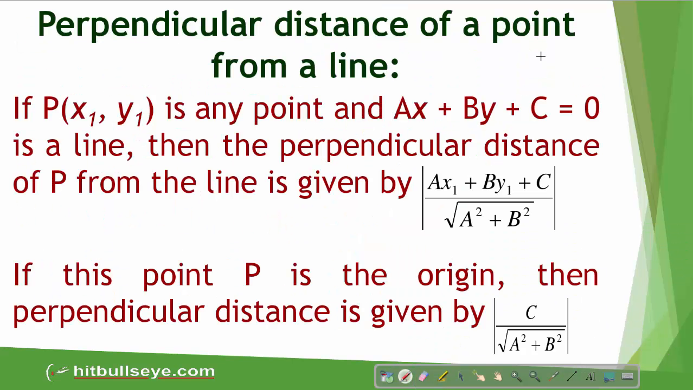Now two more formulas. One is perpendicular distance of a point from a line. So if this point P is any point, the perpendicular distance is given as ax1 plus by1 plus c upon square root of a square plus b square, and finally their modulus. Similarly, if this point P is the origin, that is x1 and y1 are basically 0, 0, then the formula changes to c upon square root of a square plus b square.